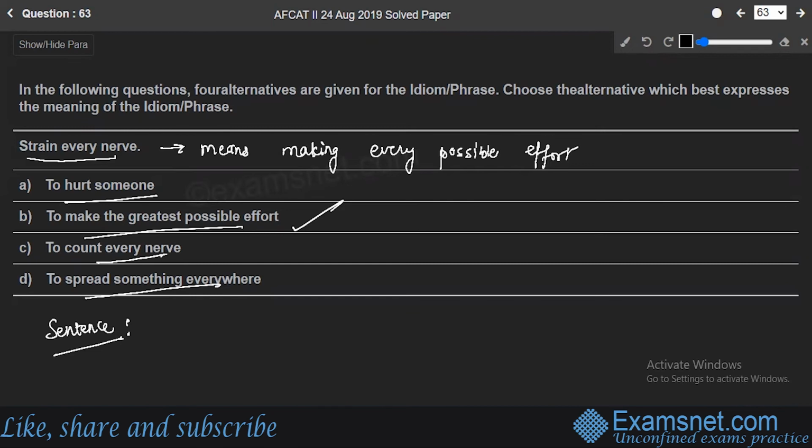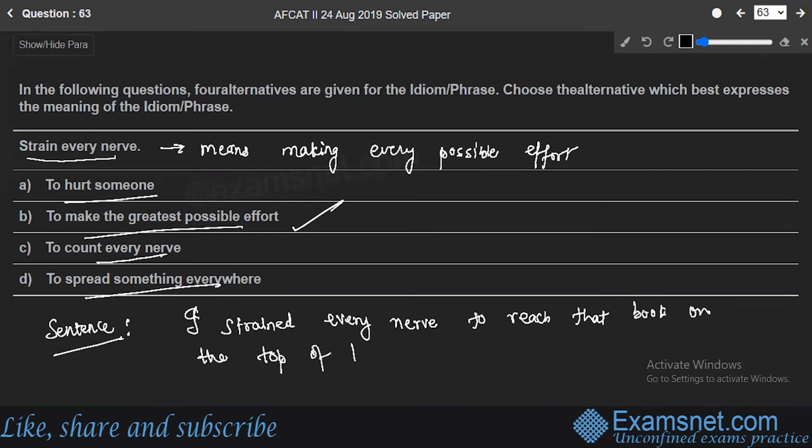I strained every nerve to reach that book on the top of the shelf. But I still couldn't get it. I hope the meaning of this idiom or phrase is clear to you.